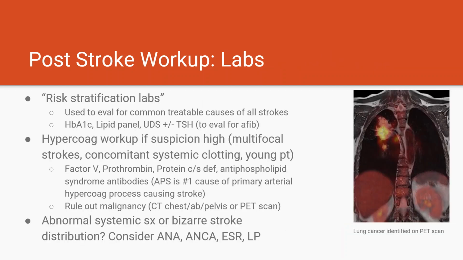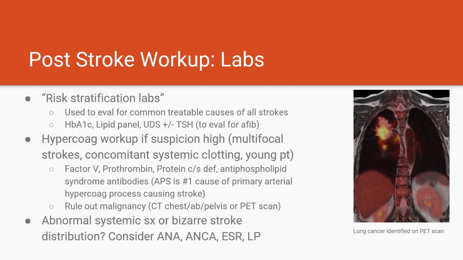Okay, the last part of the stroke workup is the labs we order. Any patient that has a stroke is going to get risk stratification labs, which evaluate for treatable causes of all strokes. This includes an A1C, a lipid panel, a urine drug screen, and then sometimes a TSH, looking for hyperthyroidism that could cause AFib. Further workup depends on if you have a high suspicion for other systemic disease.